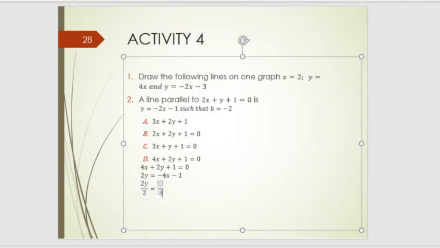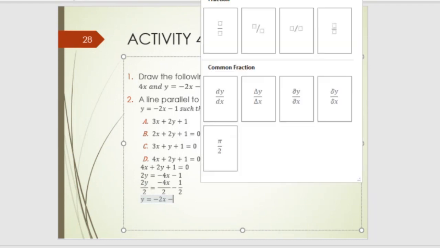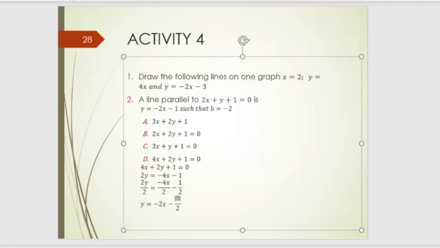yes 2, yes negative 4x minus yes 2, yes 1. So 2 and 2 will cancel out, and I will remain with y equals to negative 4 divided by 2 is going to be negative 2x minus 1 over 2. All right. So the value of b is equal to negative 2. Can you see that the correct option is D?